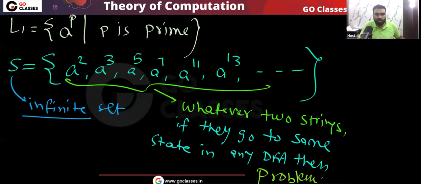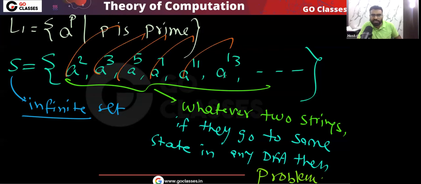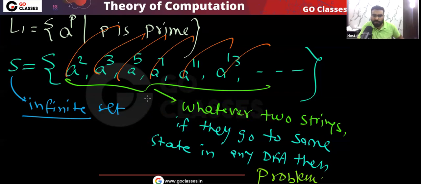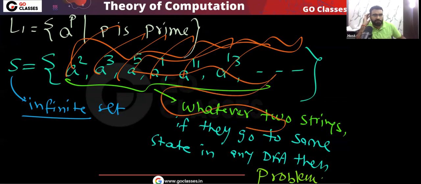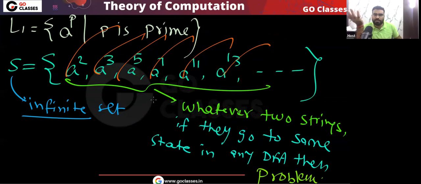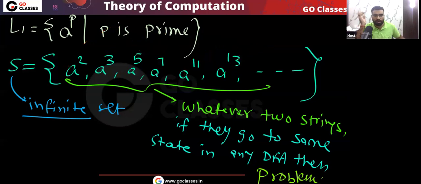What does it mean? It means that these strings cannot go to the same state. So all of them must go to different states, because whatever two you select, if they go to the same state, then a problem will happen. But if all of them go to different states, then you need an infinite number of states, and your DFA has a finite number of states. So there is no DFA for this language, and this language is non-regular. Very simple.